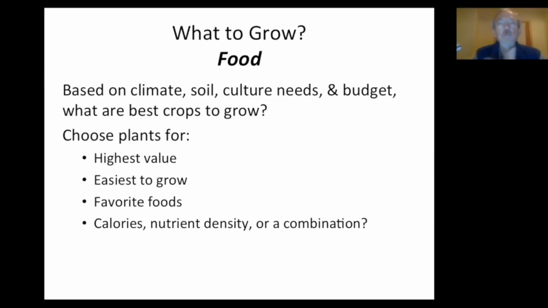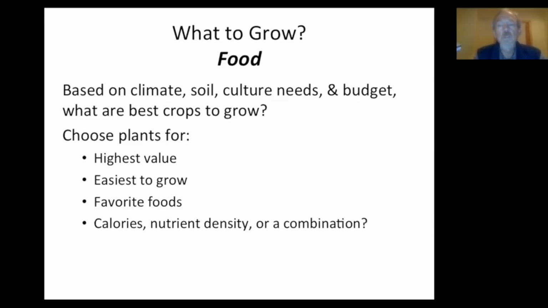But if you want to actually feed yourself calorically, then you're going to need something like potatoes or squash or grains or corn that you can dry and grind for a meal, or beans that you can dry. But those are all plants that are really high in calories. And obviously you're going to need a fairly extensive yard if you want to grow calorie crops.